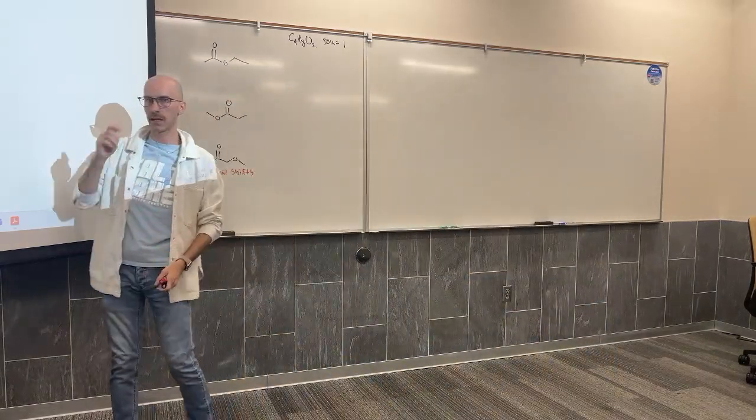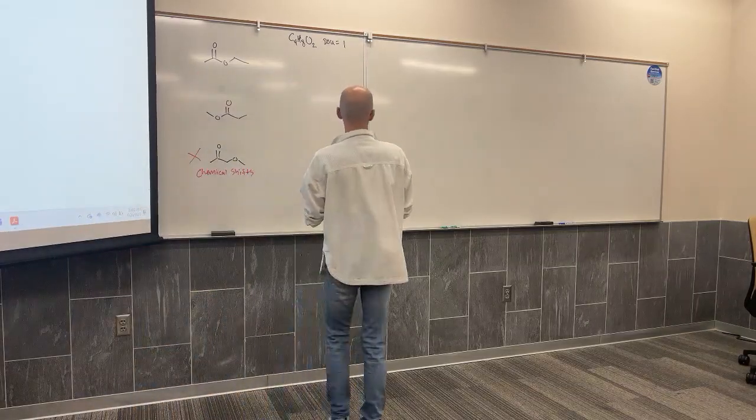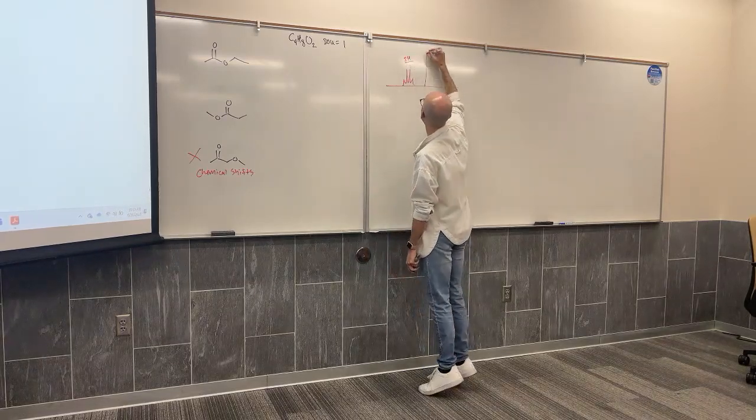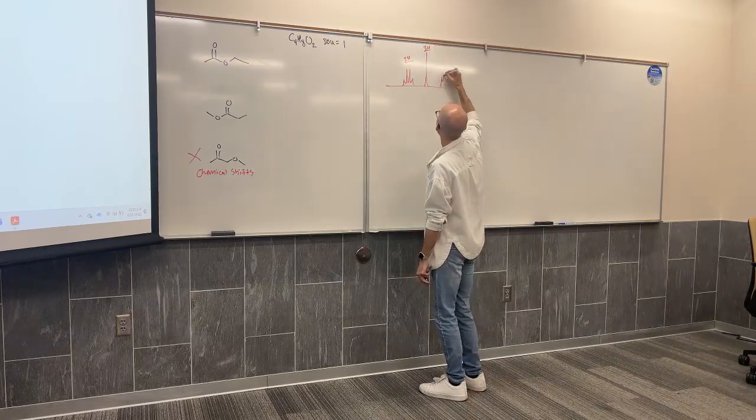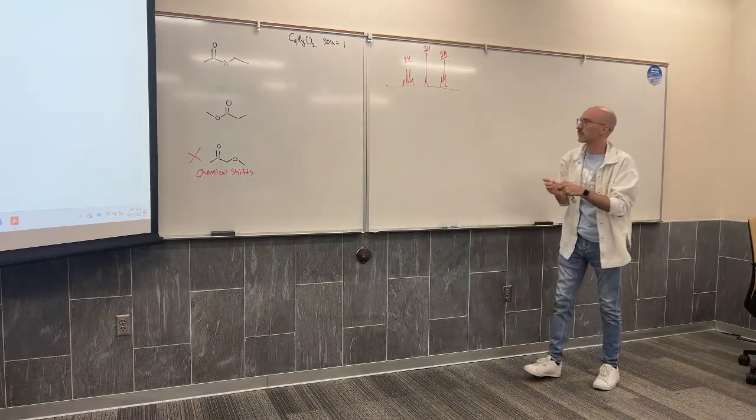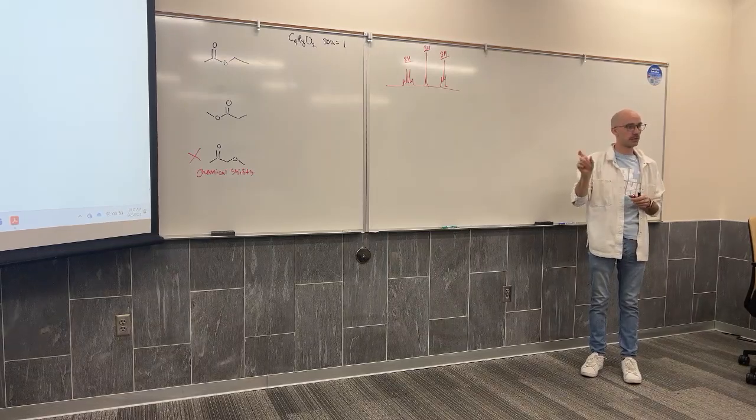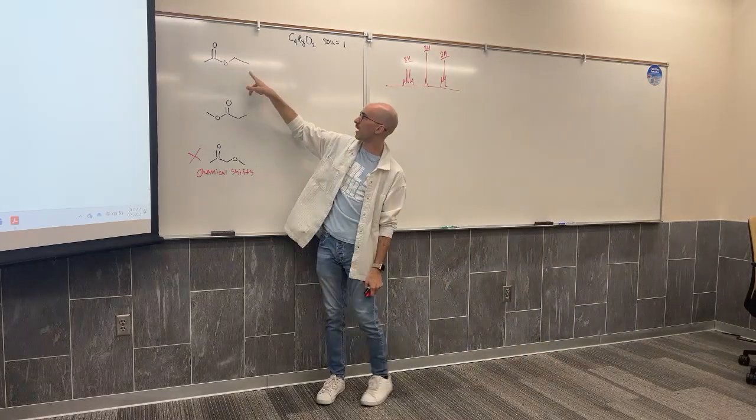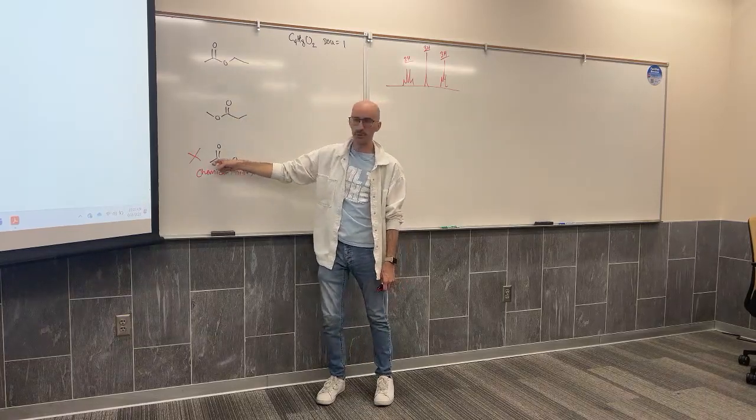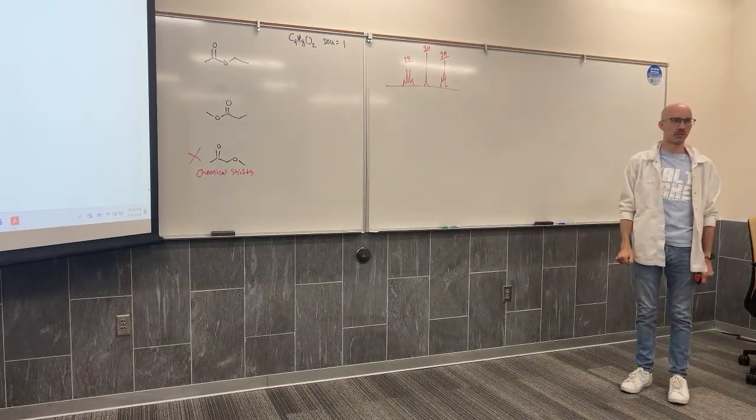Integrations. Okay, it's not given on here, but the integrations from left to right, and maybe I'll sketch this out just so we have it. I've got a quartet that integrates to 2H. I've got a singlet that integrates to 3H. And then I've got a triplet that integrates to 3H. So, not only do I have 3 unique signals, but those signals need to have integration of 3H, 2H, 3H. So, all 3 of the structures, again, could have those integrations, unfortunately.